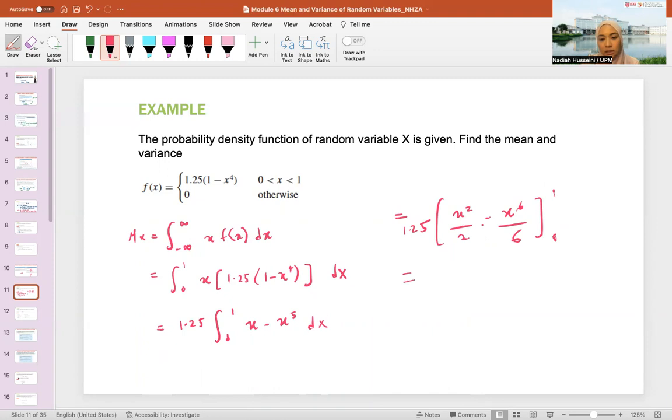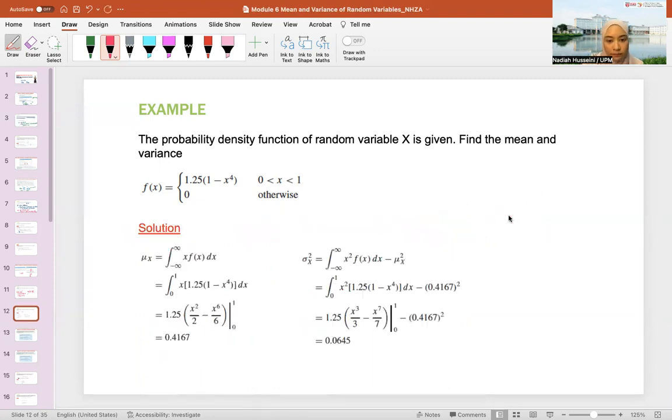So whatever that is going to be our mean. So let's see the solution. Where did the x squared come from? Oh, sorry, this is the mean. I got confused. This is the variance. So the mean is x times 1.25 times 1 minus x to the 4. I think this is the same thing that I did earlier. And you just plug in the values and you would get the mean.